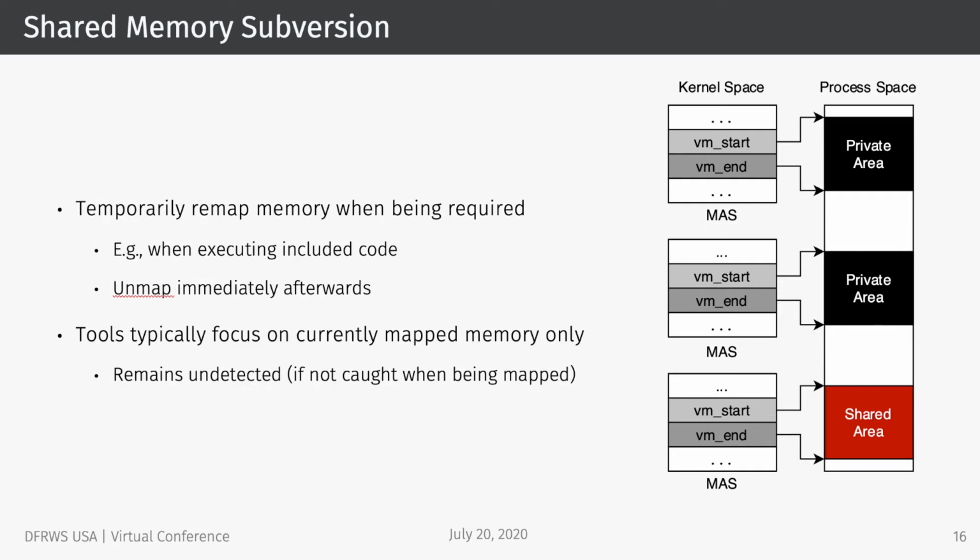The reason why this technique successfully hides memory from a wide variety of tools is that these typically focus on currently mapped memory only. So if the shared area is not accidentally mapped when running the analysis, these tools fail to detect the respective area.